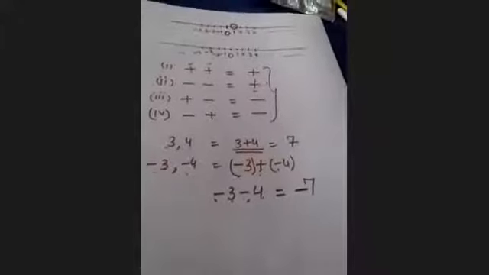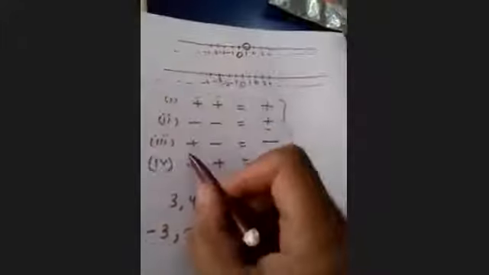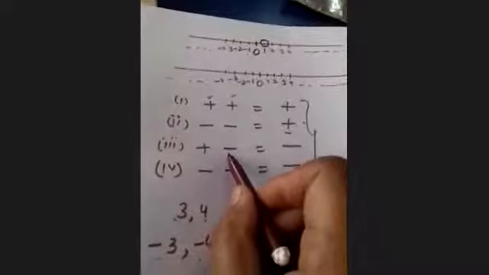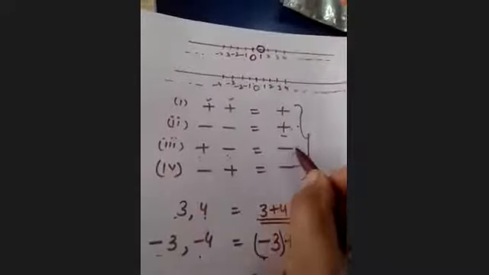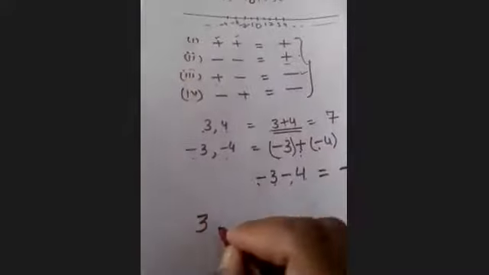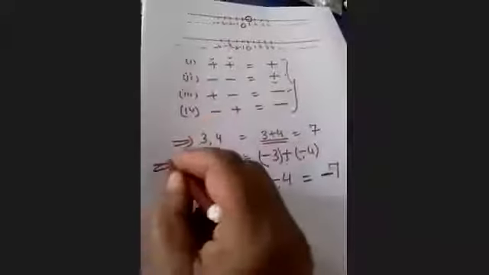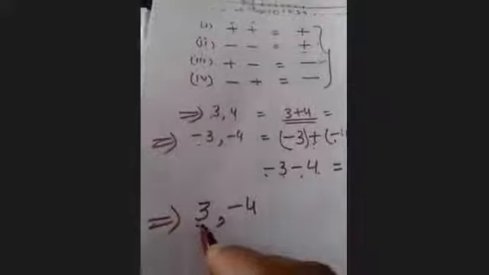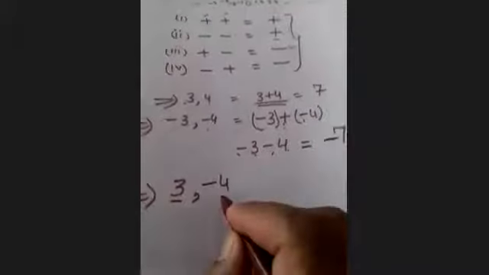Clear, students? Next is the third rule, plus minus minus. Suppose our first integer is positive and second is negative, then we will subtract. Same, first integer is positive, then second integer is negative. This is the first example, second and third example. Now in the third example, our first integer is positive and our second integer is negative.